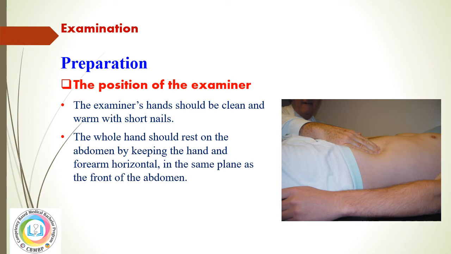The whole hand should rest on the abdomen by keeping the hand and forearm horizontal in the same plane as the front of the abdomen. أنا بنزل بالهاند والforearm للليفل بتاع الانتيريور ابدومينال وول، وبقرب من العيان بحيث ان الايز بتاعتي تبقى على مسافة 50 سنتيمتر من الانتيريور ابدومينال وول، وبالتالي ابقى شايف اي فاين asymmetry في الانتيريور abdominal wall.